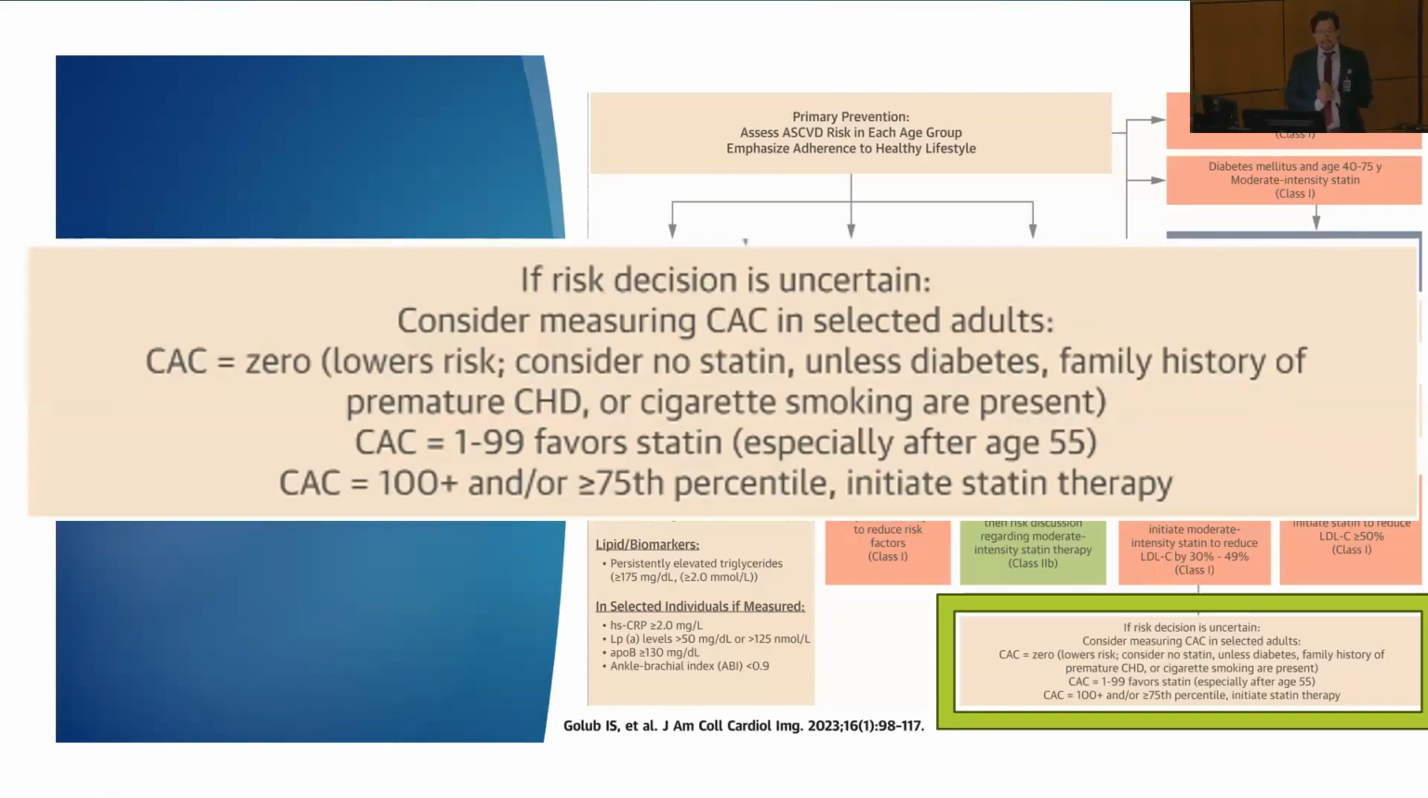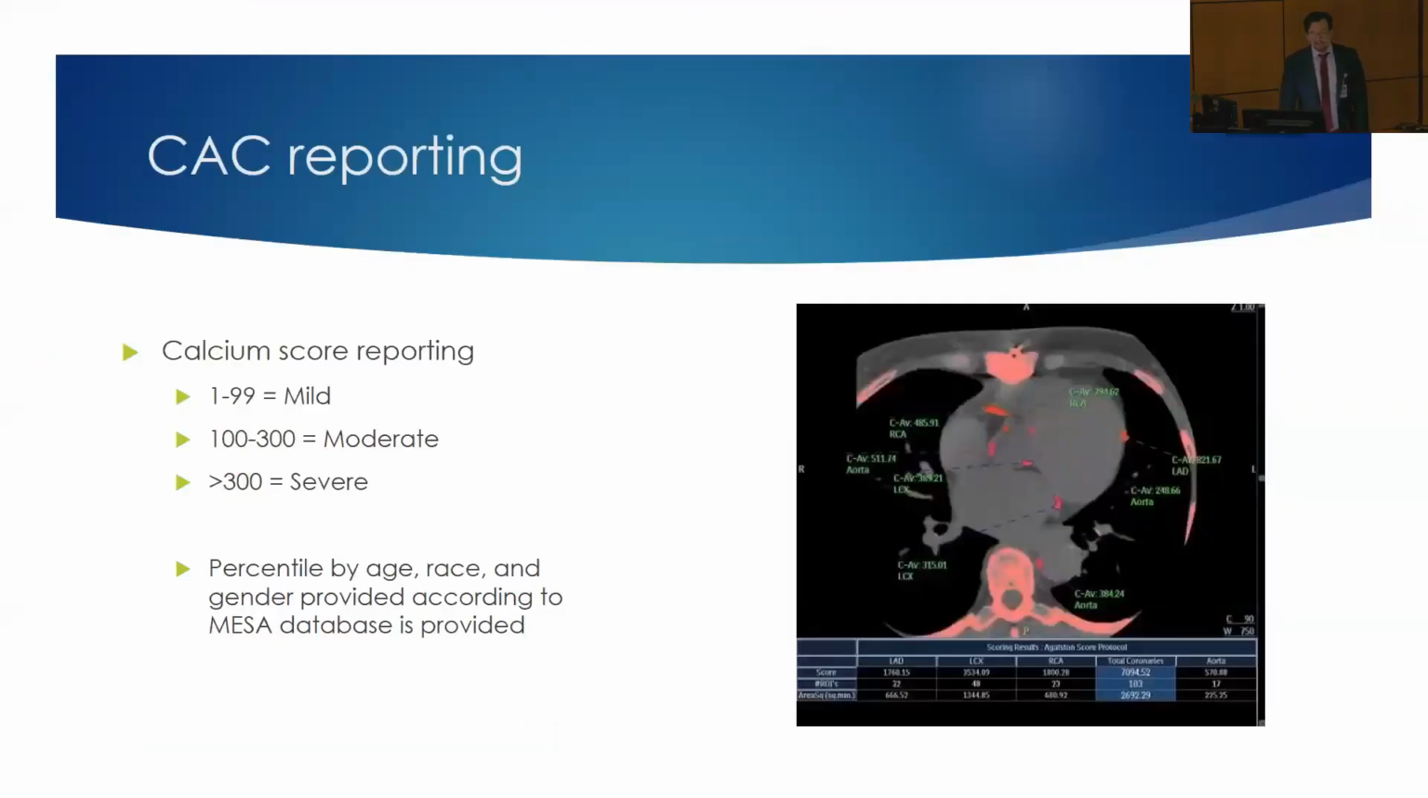If it's 1 to 99, or mild coronary atherosclerosis as we call it, that favors the use of statin, especially after the age of 55. And if it's above 100, or they're over the 75th percentile for their age group, then it's highly recommended that you start statin therapy as well as an aspirin. So 1 to 99 is mild, 100 to 300 is moderate, and greater than 300 is severe.